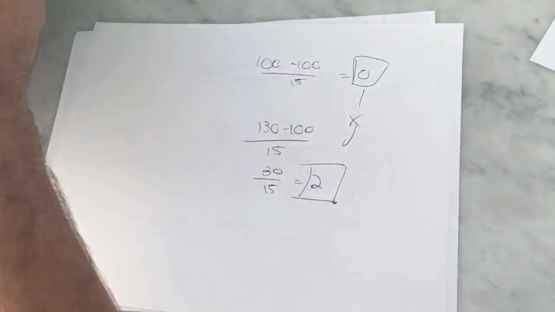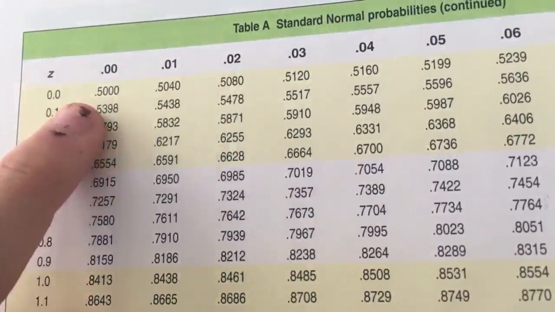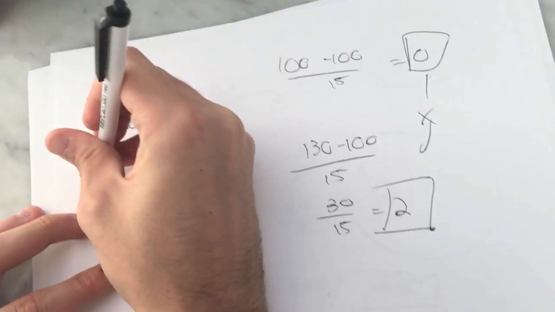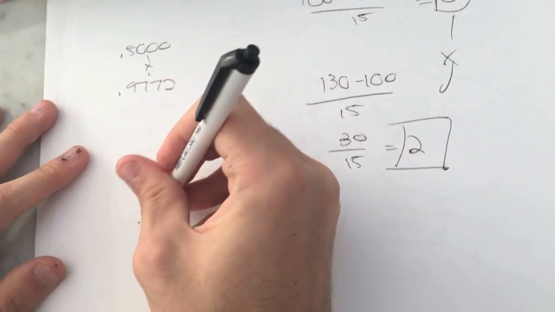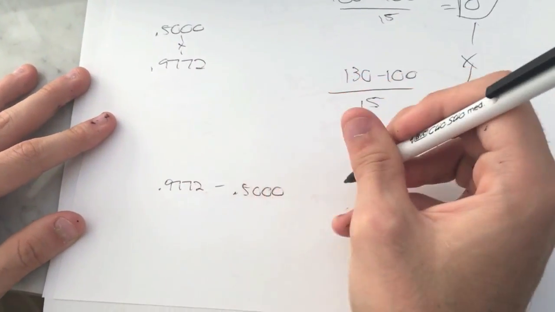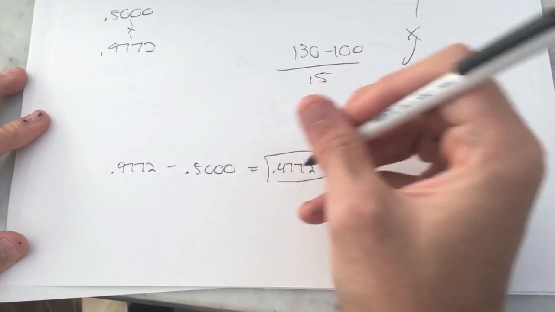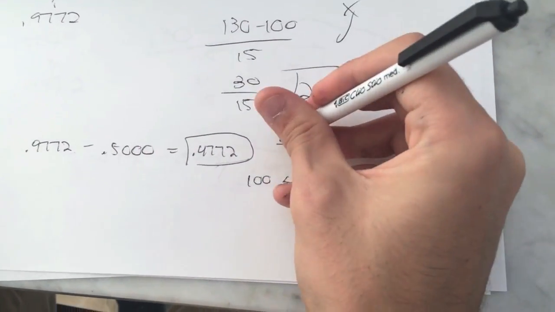So what we're going to do is first go to our table and find our probabilities when it's 0, which is 0.5, and when it's 2, which is 0.9772. So let's go and write these down. We got 0.5 and 0.9772. So in order to find what's in between, we take 0.9772, subtract 0.5000, and with that, we get 0.4772, which is the probability that the IQ scores are between 100 and 130.